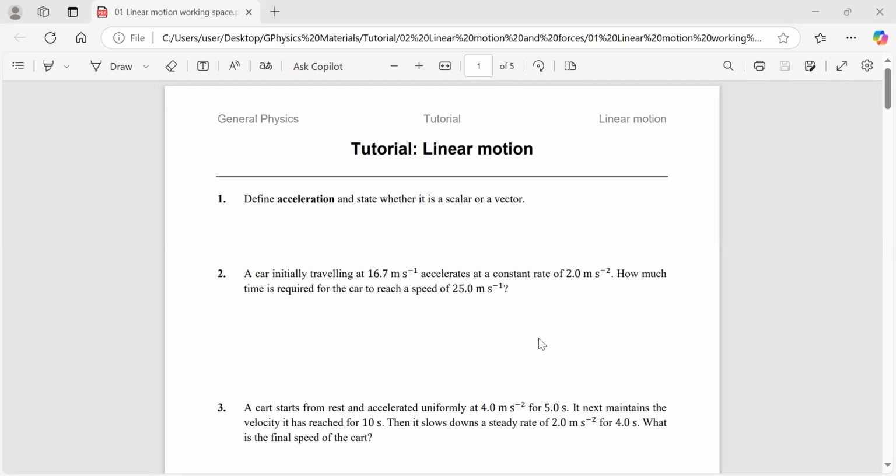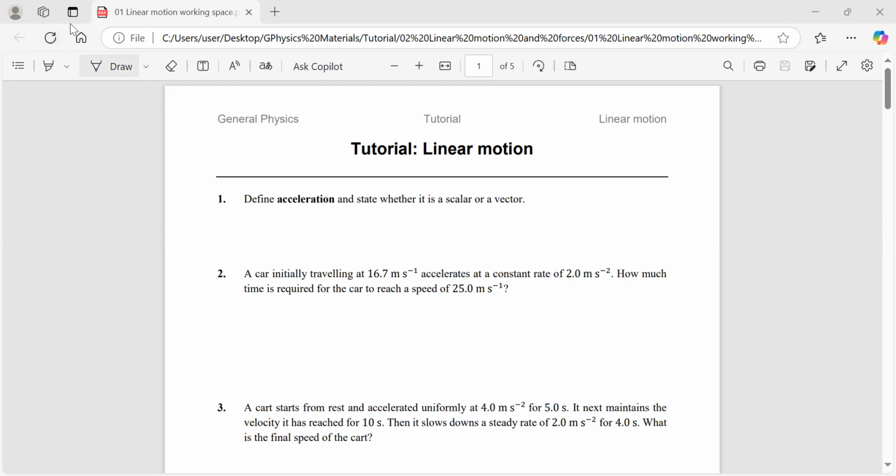So this is the tutorial explanation for the linear motion. It's the first tutorial for chapter 2. This is the recording done due to the class we missed yesterday. Okay, so I'll try to give some basic explanations so that students from all ranges of ability will be able to understand.